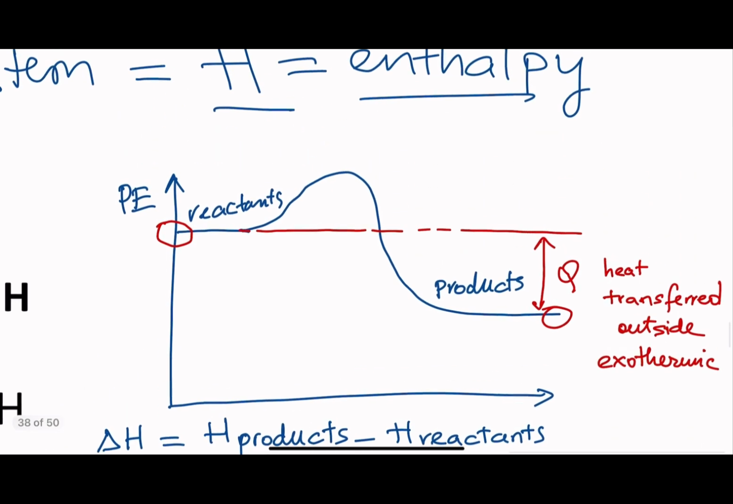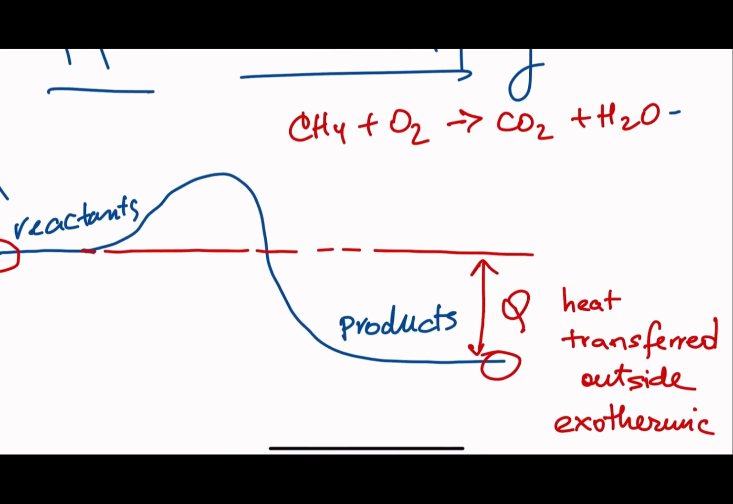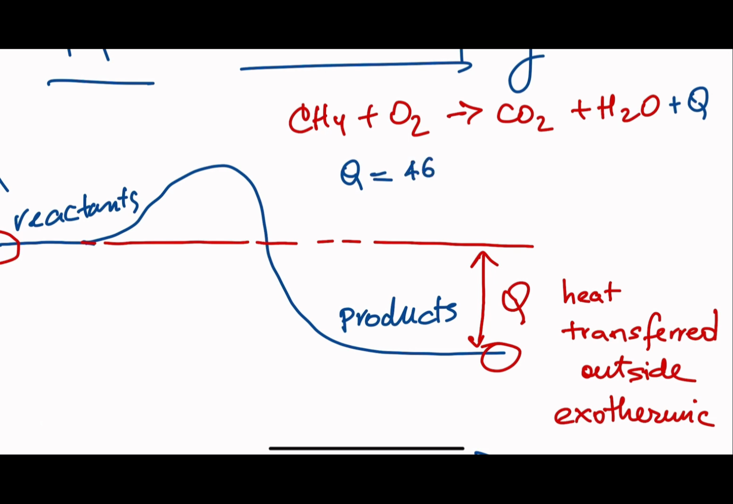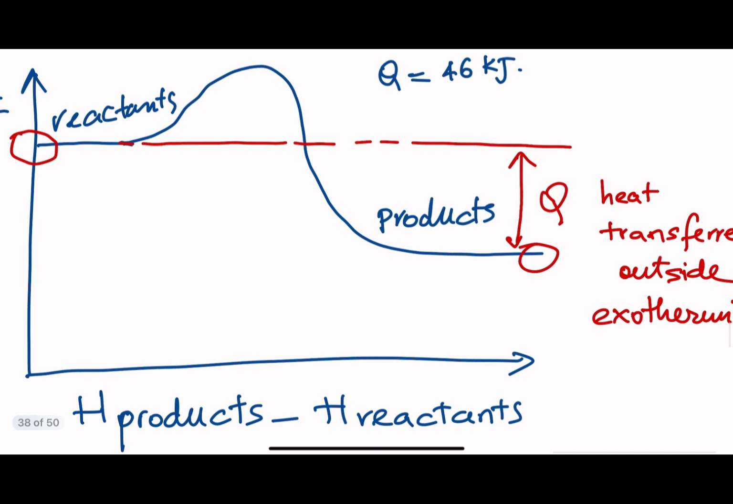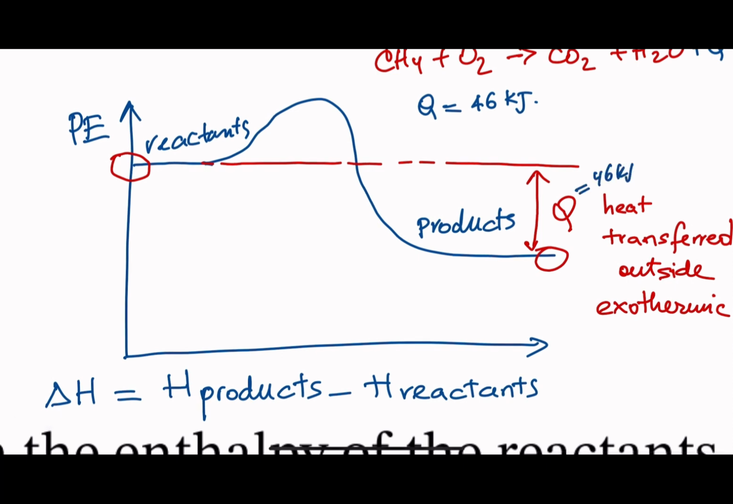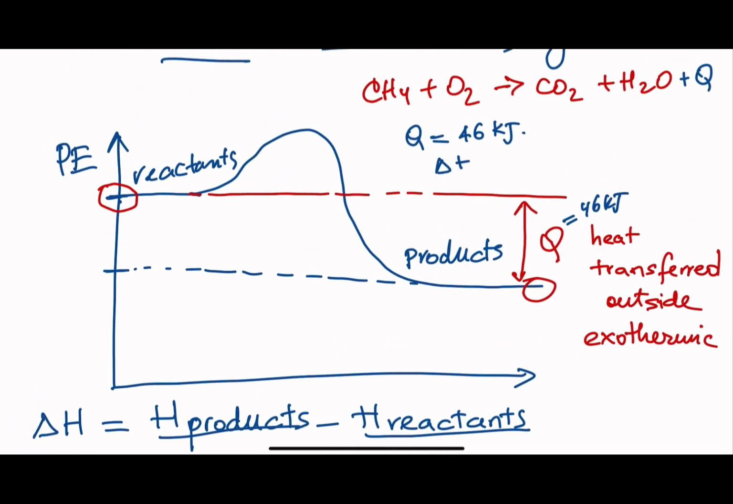So now when I write a reaction, I say CH4, for example, O2 gives out CO2 and a water. Let's say I released 46 kilojoule. Instead of Q, I write Q here, which is gonna be 46 kilojoule, right? If you deduct the number, this difference is 46 kilojoule. When you write products minus reactants, because this number is lower than the reactants one, our delta H would be negative 46 kilojoule.